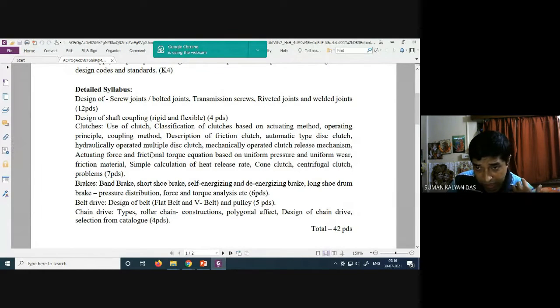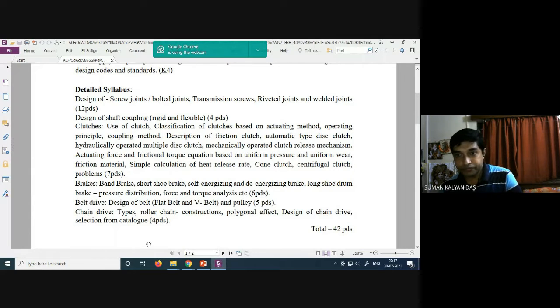If you talk about what to expect from this course, the expectation is that you will be learning the design philosophies of some elementary mechanical systems like these joints, couplings, clutches, brakes, belt and chain drives. So this is our entire syllabus, and we'll try to address this.